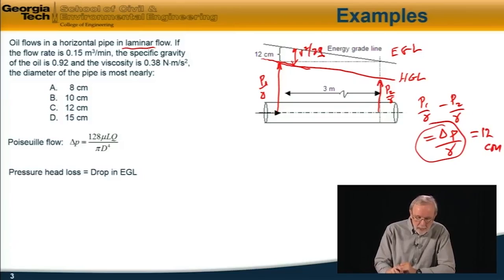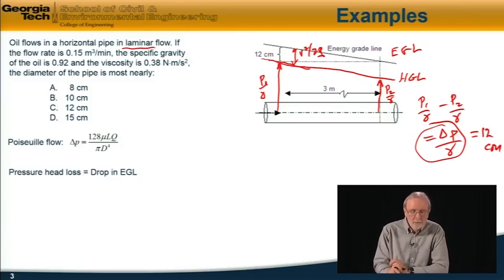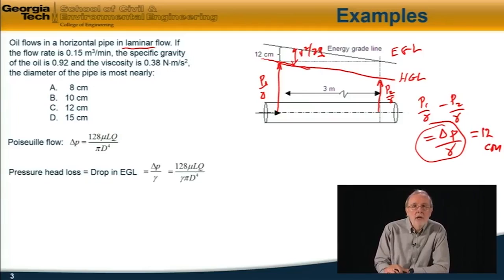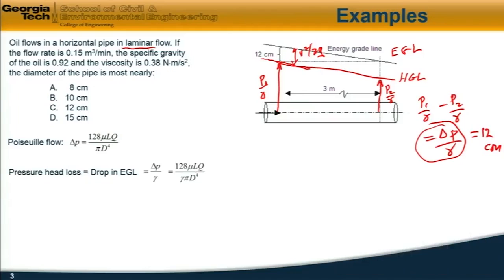So therefore, we have this equation here. The pressure head loss, which is the drop in the energy grade line, delta P over gamma, is equal to 128 mu LQ over gamma pi d to the fourth. In this case, we're asked to calculate the diameter, so rearranging that equation to make d the subject, we get that. And now we can substitute in the numbers.